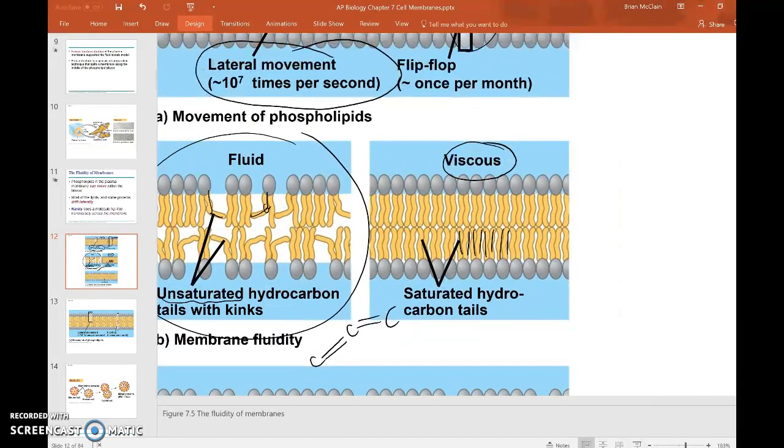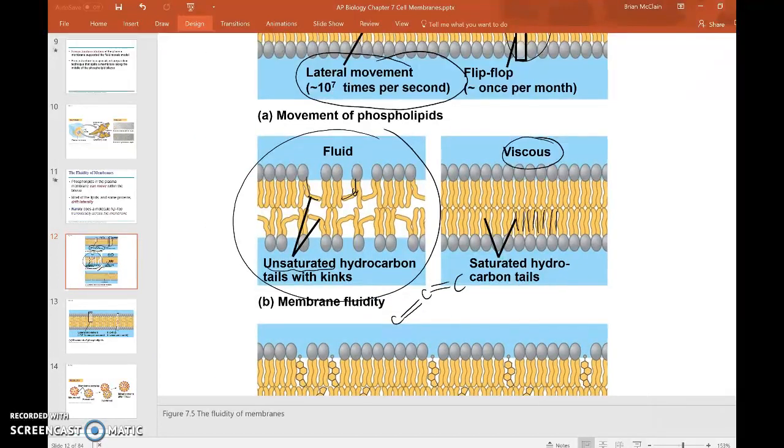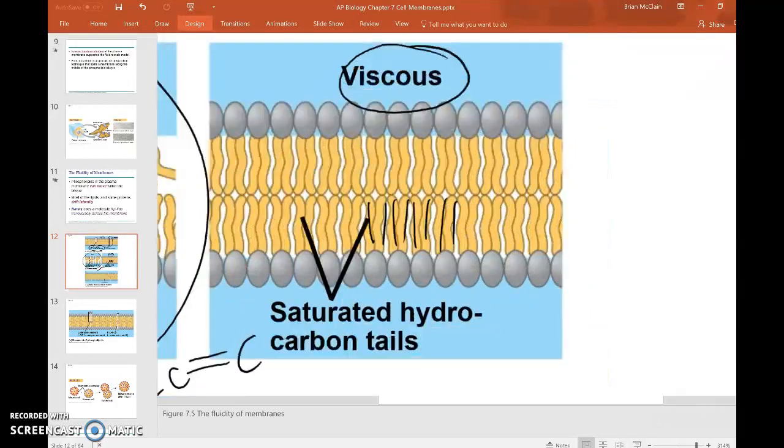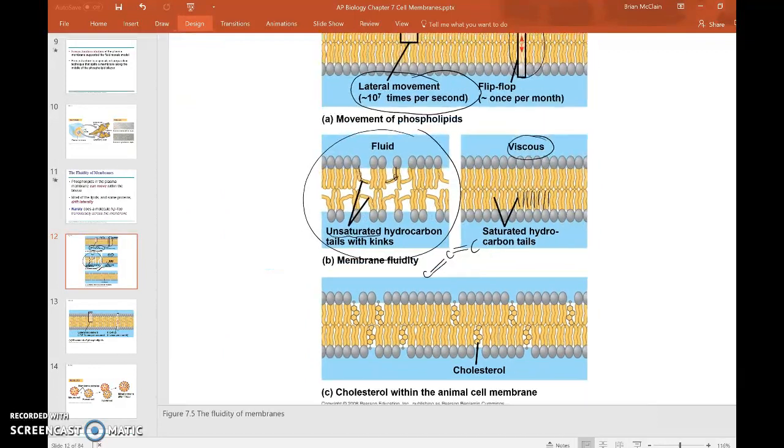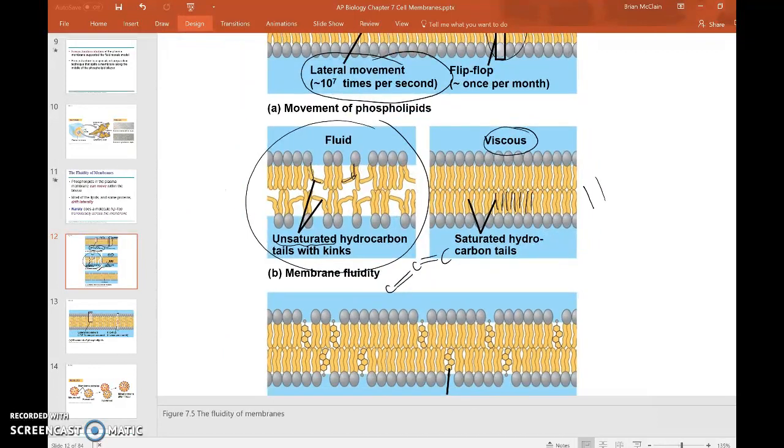So as a result of that, they pack together a little bit tighter. So this one is probably more consistent with an organism that lives in a very warm environment. So I would say this is the hot environment setup. This would be the cold environment setup. Pretty important for the test.